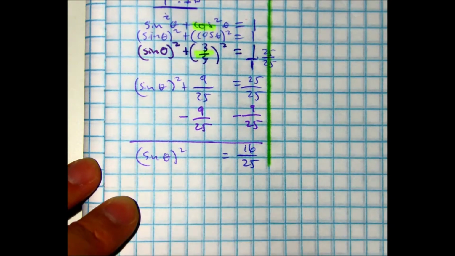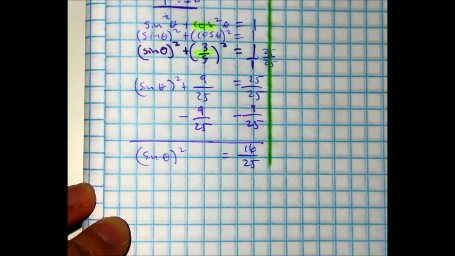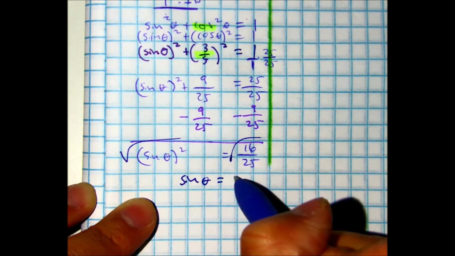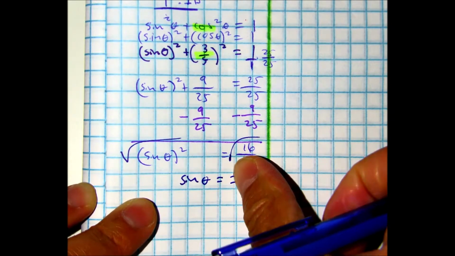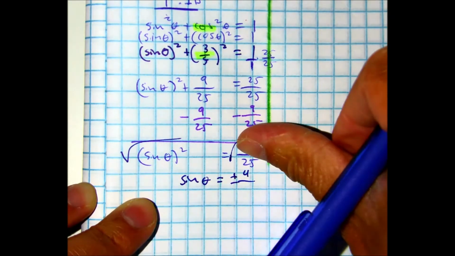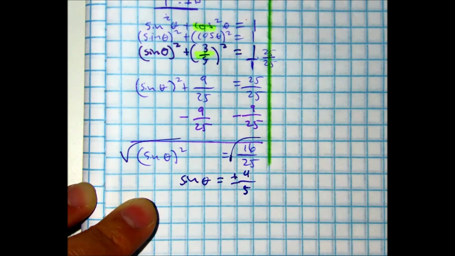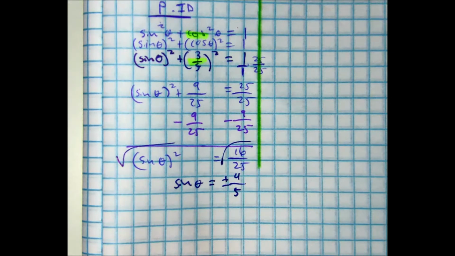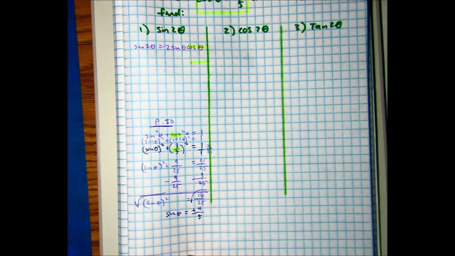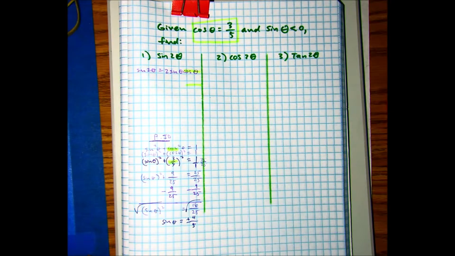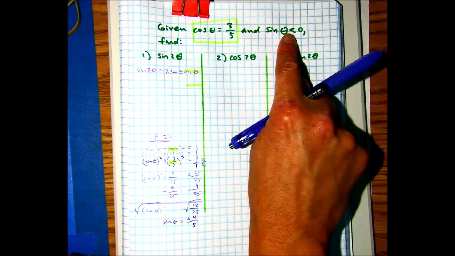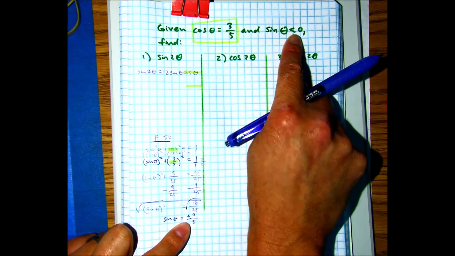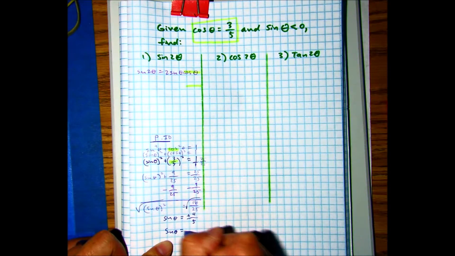And then how do I figure out sine? You take the square root. Sine of theta equals plus or minus the square root of 16 over the square root of 25, which is 4/5. Which one do we pick, plus or minus? If we look back, it says sine is less than 0. What does less than 0 mean? Negative. So we're going to pick sine of theta is negative 4/5.